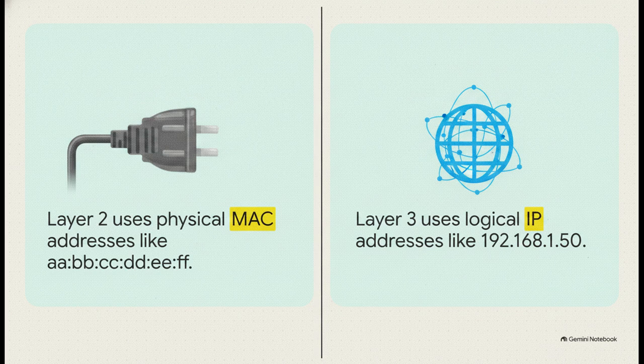Now, on the right, we have Layer 3, the network layer. This relies on logical, assignable network IDs, which you definitely know as IP addresses, like 192.168.1.50. This is more like your home's mailing address. It can easily change if you move. The big takeaway here, switches live over on the left, and routers live firmly on the right.